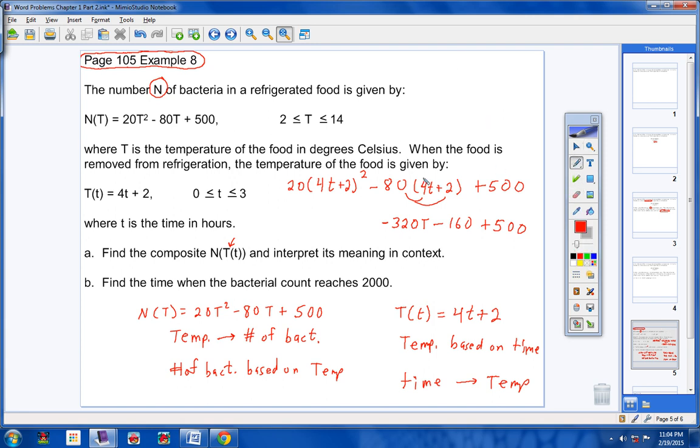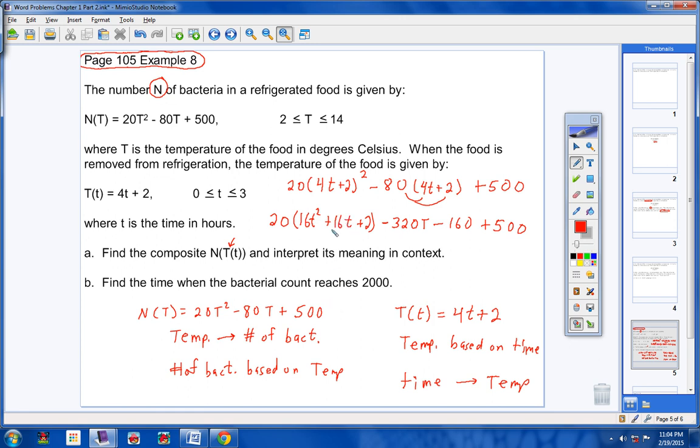When you do that, you're going to get, let's see, bring down your 20, put in parentheses. You're going to get 16T squared plus 2 plus 16T. Okay? That is what you'll get.